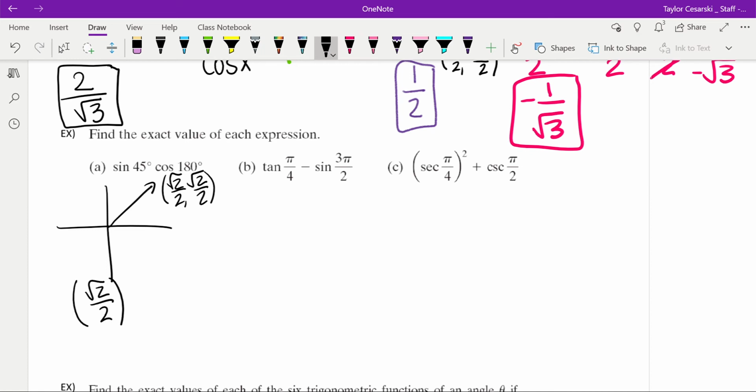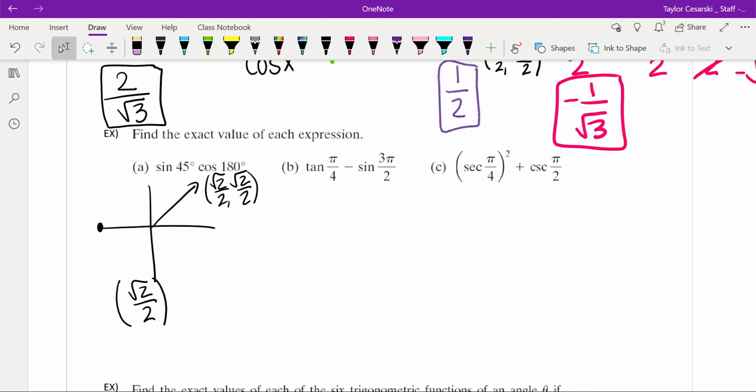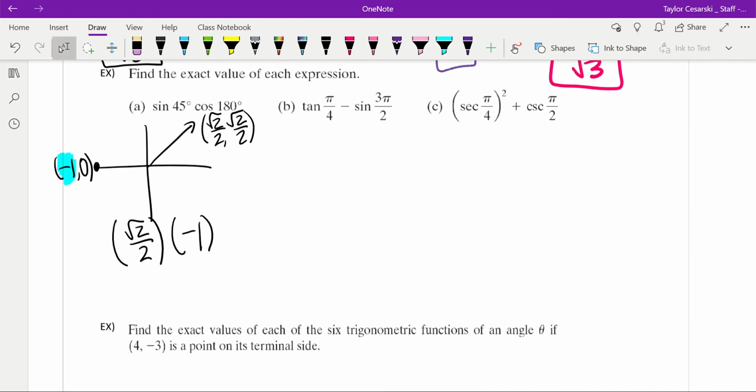All right, cosine of 180. 180 is halfway across. Now my ordered pair there, I went left 1, so that's negative 1, and up and down 0. Cosine, I'm looking for the x value. The x value there is negative 1. So I'm going to end up multiplying this by negative 1. If I multiply by negative 1, it's just going to be the opposite. So negative square root 2 over 2.